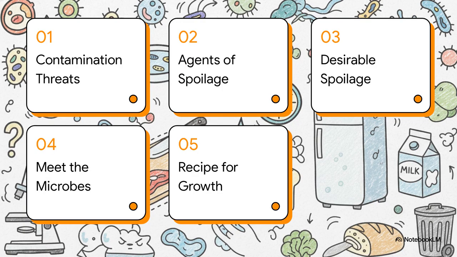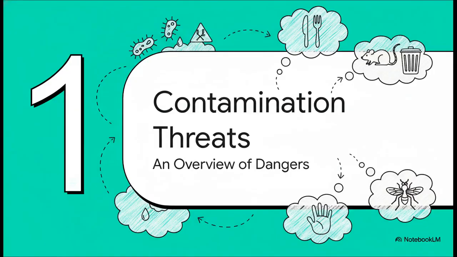We're going to start with the main contamination threats. Then we'll get into the agents of spoilage, and you might be surprised to find out that some of them are actually desirable. After that, we'll properly meet the microbes responsible for all this, and we'll finish up with the secret recipe they need to grow, which is, of course, the key to stopping them. So, let's get right to it.